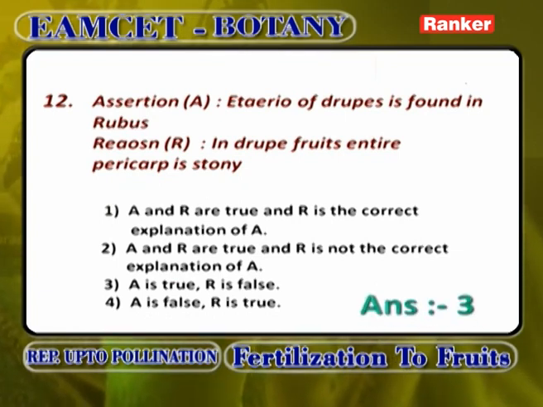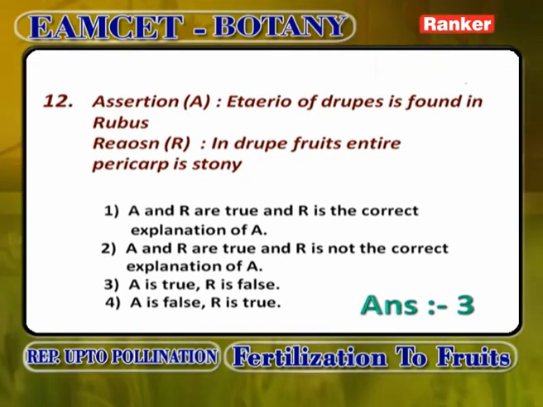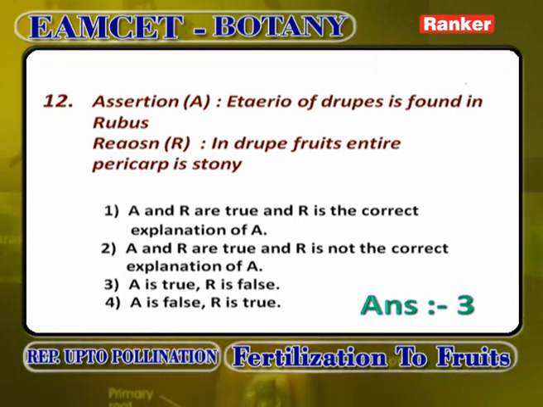Etaerio of drupes is found in Rubus is correct, because Rubus shows etaerio of drupes. Each fruitlet in the aggregate fruit is a drupe. In drupe fruits, "entire pericarp is stony" is wrong, because in drupes only the endocarp is stony, the pericarp is not stony. So etaerio of drupes is found in Rubus is correct.